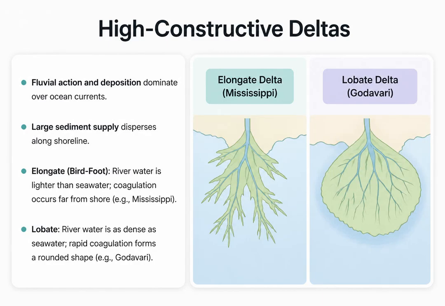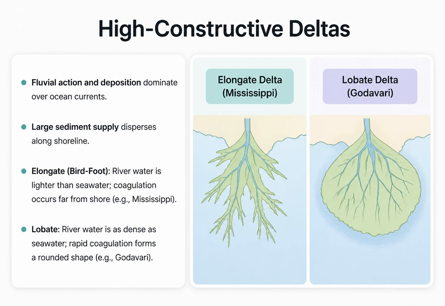Geologists also classify deltas by what forces dominate them. High constructive deltas occur when the river's deposition completely overpowers the ocean's waves. These take two main forms based on water density. If the river water is lighter than the seawater, it flows far out on the surface before dropping its sediment, creating an elongate or birdfoot delta.